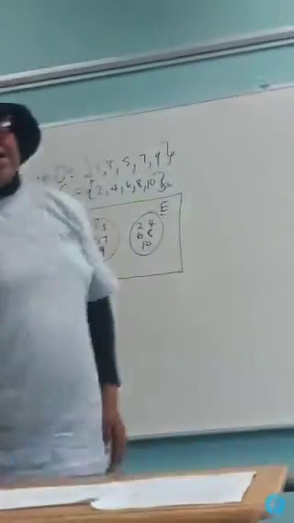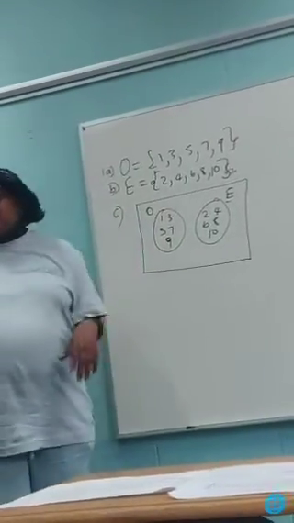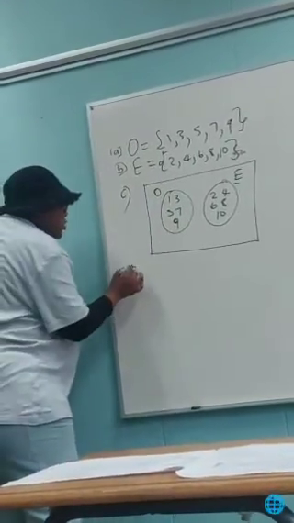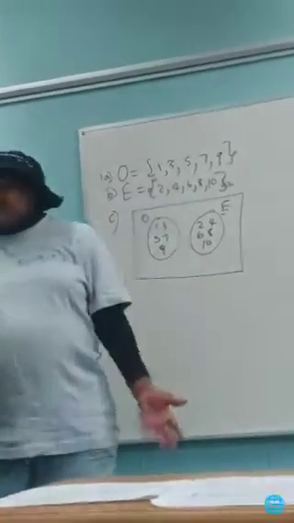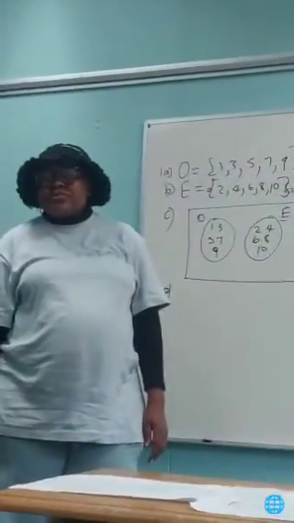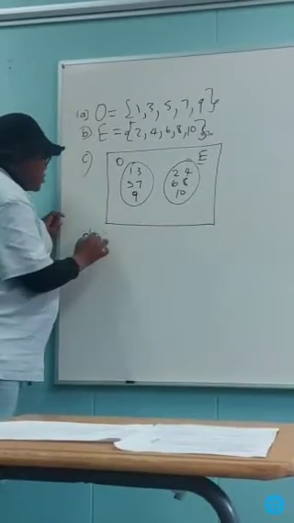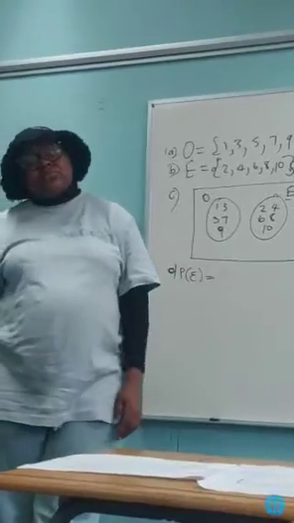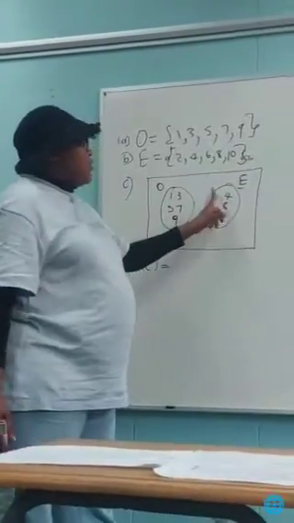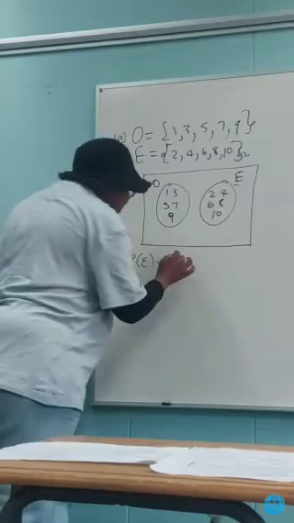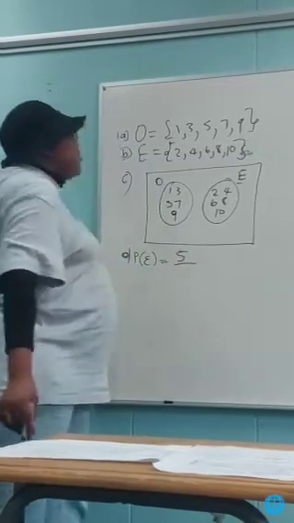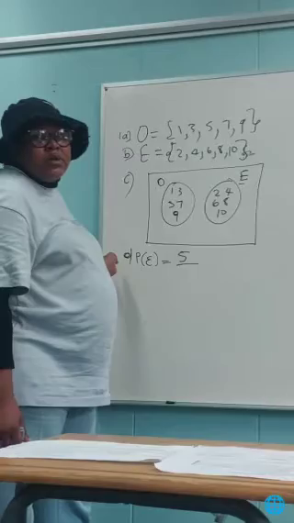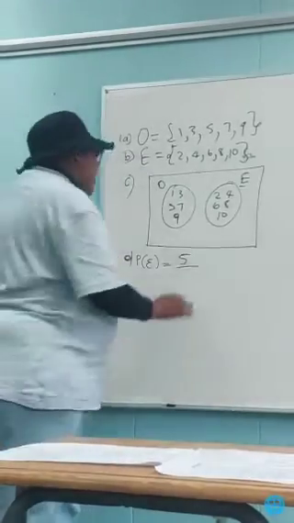Then after that, we're going to determine the probability of getting an even number. Even numbers: 5 elements over a sample space of 10.